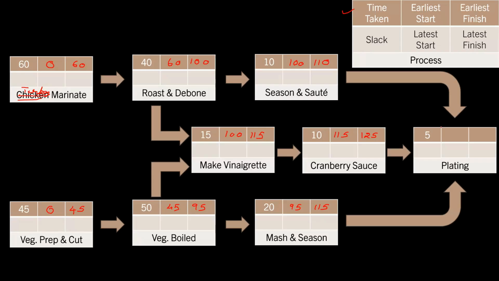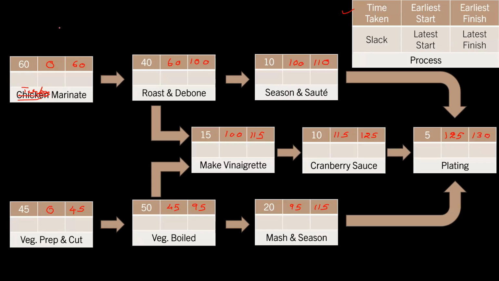So plating will start earliest at the 125th minute. Absolutely right, Akshay. Why? Because this will only get over at the 110th minute. This will get over at the 115th minute. But cranberry sauce, we have to wait for before we can plate. So that can only happen in the 125th minute. So plating will get over on the 130th minute. So the earliest that we can finish preparing this entire dish is in 130 minutes.